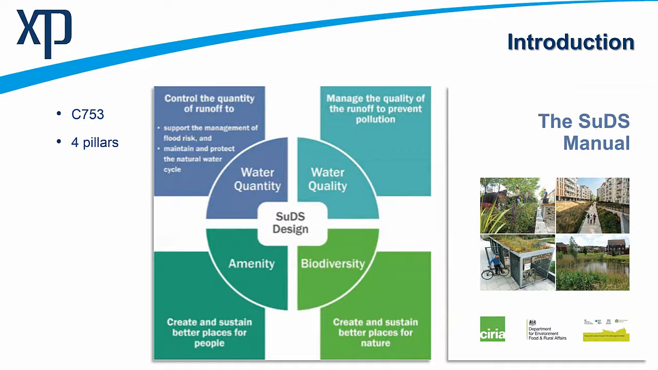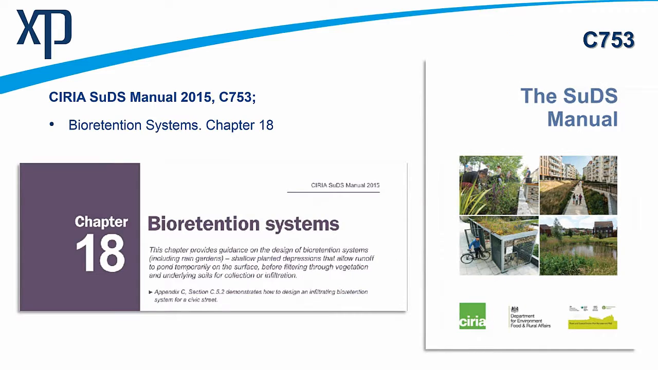So the bioretention systems are covered in Chapter 18 of the SuDS manual. And what is a bioretention system? It doesn't have to be a huge thing. On the front cover here, we can see a pond on the bottom right-hand corner. It doesn't have to be a huge structure, actually. It is a shallow planted depression in the ground. Within that shallow depression, runoff will form a temporary pond on the surface, and then the water will go from the surface and filter through vegetation.